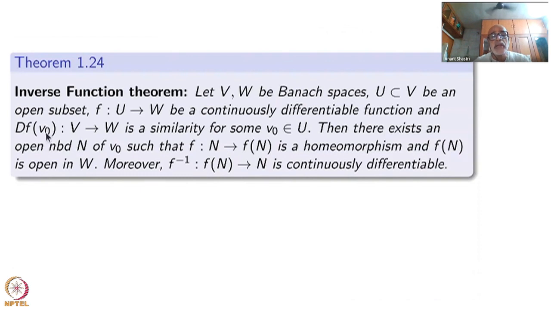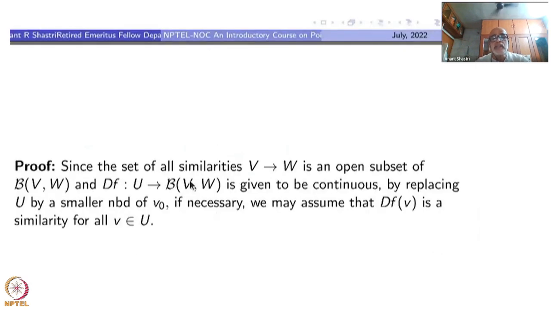The hypothesis that DF at V naught is a similarity automatically implies that V and W are similar spaces. So how does it prove that? The set of all similarities from one Banach space to another Banach space is an open subset of the continuous linear maps from V to W, all continuous maps. Invertible maps form an open set. This is what we have seen. DF from U to B(V,W) is given to be continuous. By replacing U by a smaller neighborhood of V naught, if necessary, we can assume that DF at V is a similarity for all V inside U.